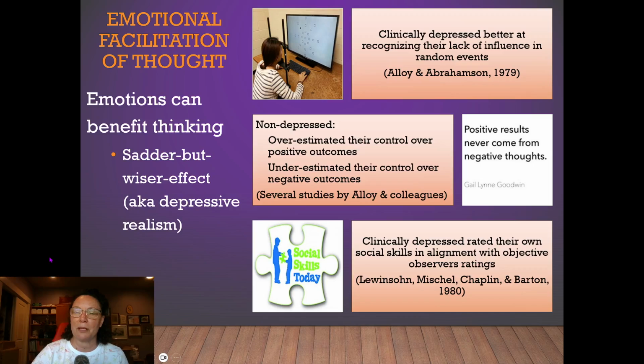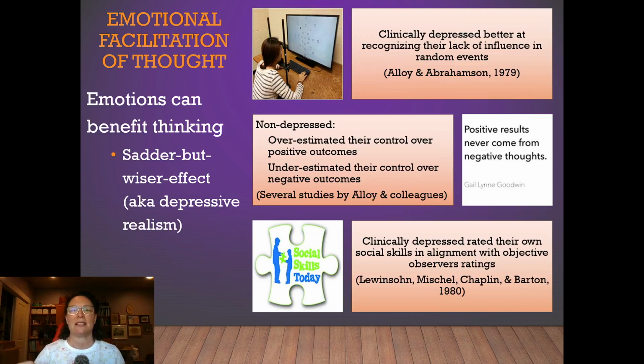Clinically depressed people rated their own social skills in alignment with objective observers' ratings of their social skills. So they're more realistic about themselves, according to this study by Louisjean and colleagues. So clinically depressed people are actually more accurate in recognizing their own behaviors and their own shortcomings.